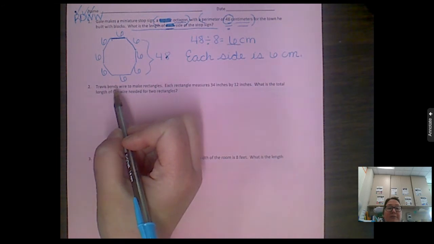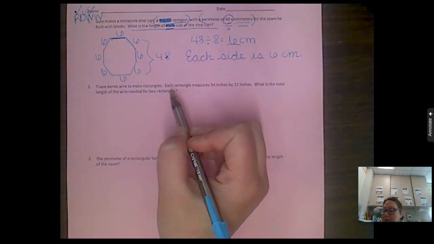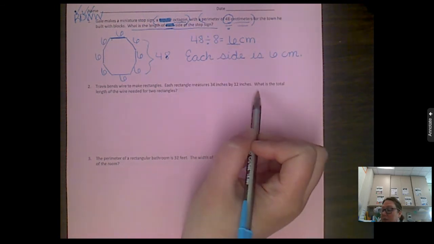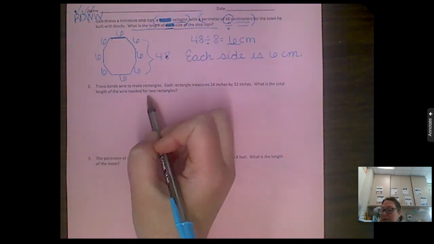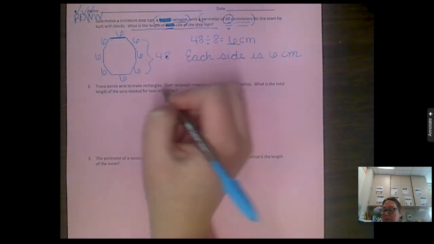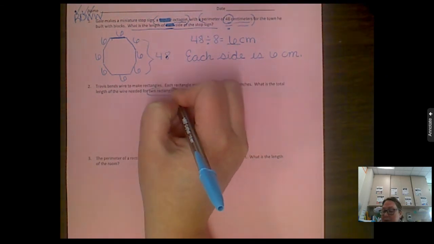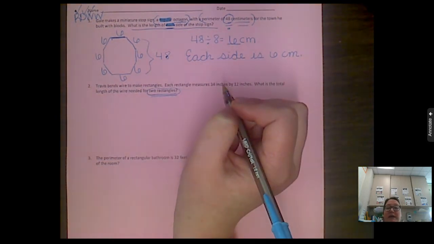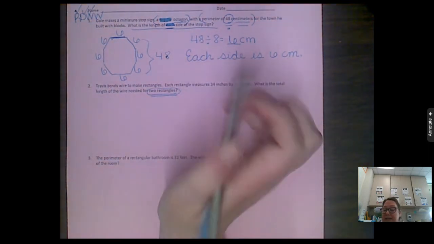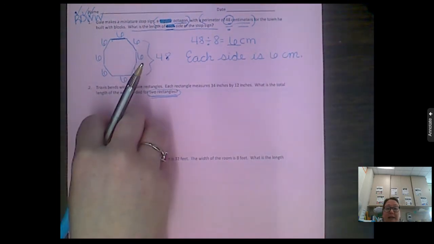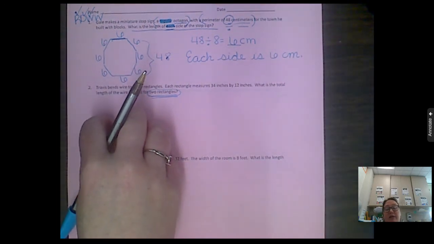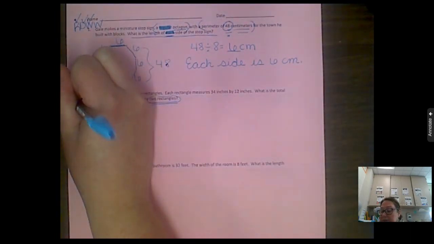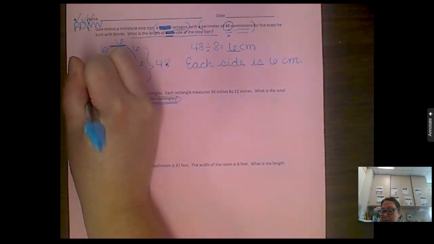Okay. Travis bends wire to make rectangles. Each rectangle measures 34 inches by 12 inches. What is the total length of the wire needed for 2 rectangles? Right off the bat, I know that I'm going to draw 2 rectangles. We don't want to miss that because a lot of times kids maybe just find the perimeter of the one rectangle, but we need the perimeter of 2 separate rectangles. So this is RDWW, right? So let's get that set up.